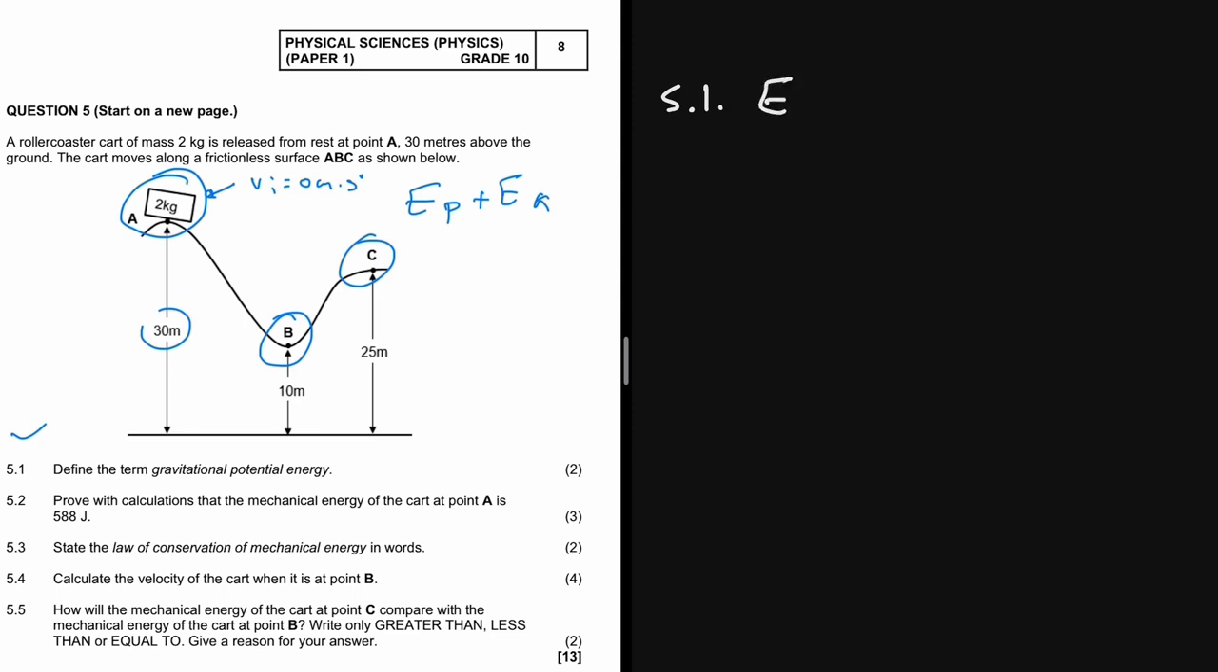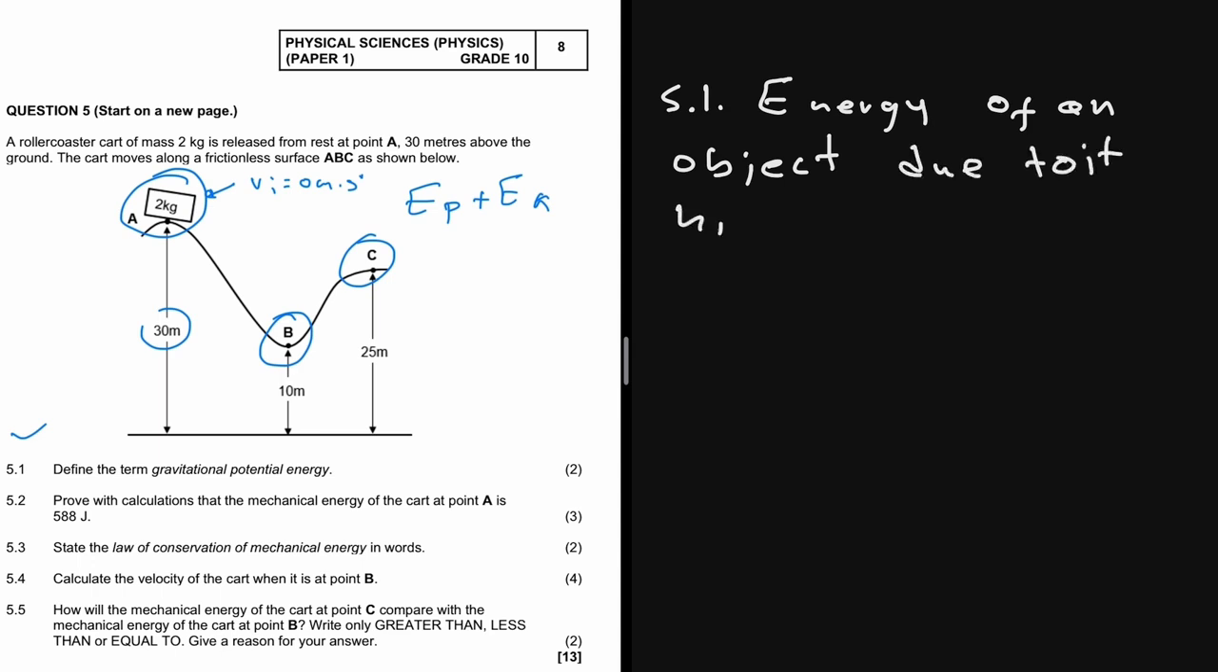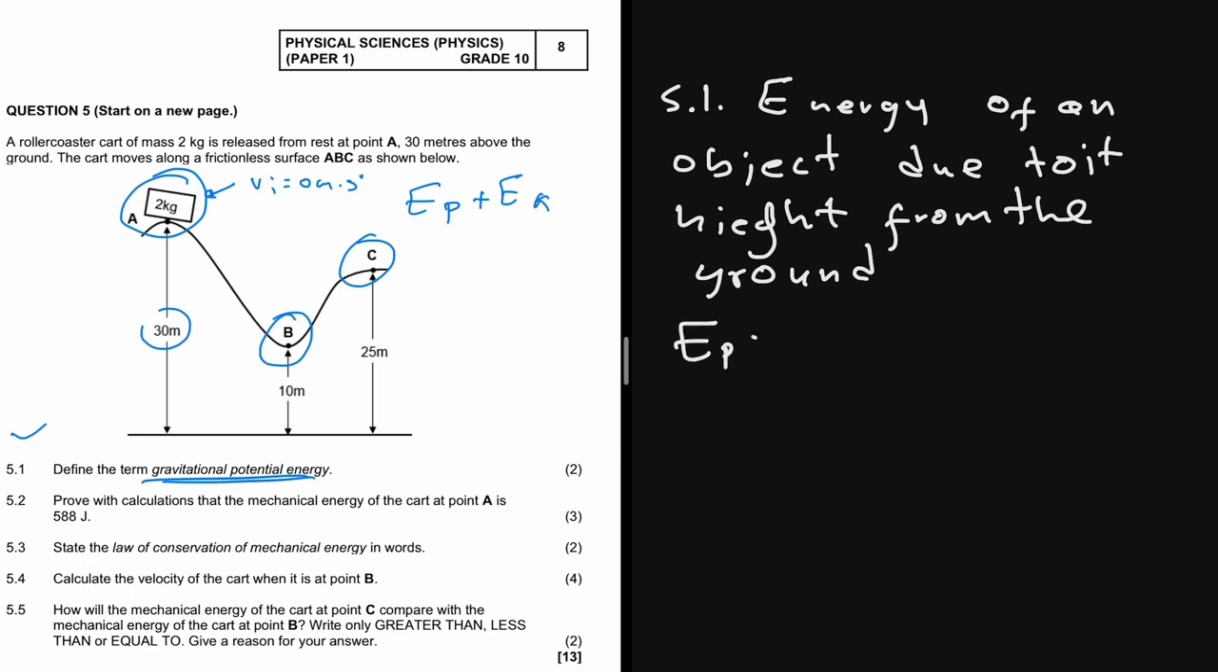So it is the energy of an object because of its height, due to its height from the ground. That is what we call gravitational potential energy. Remember that is given as EP equals mgh. So it is the energy because of the height.